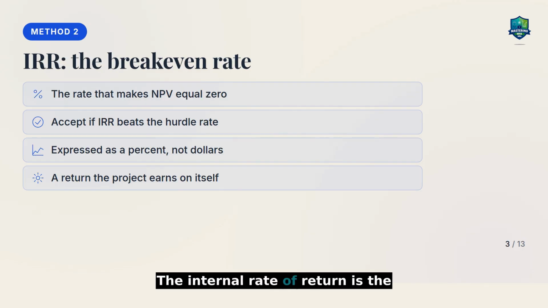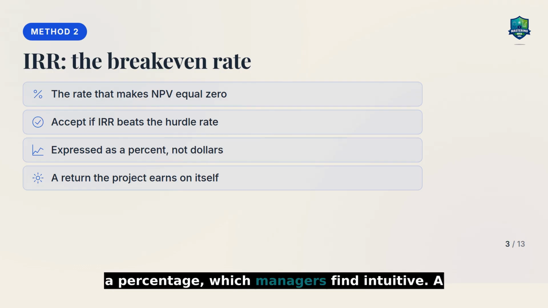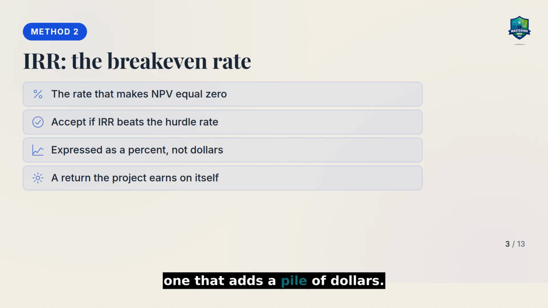The internal rate of return is the discount rate at which a project's net present value equals exactly zero. Think of it as the return the project earns on the money invested in it. The decision rule mirrors NPV. Accept the project if its internal rate of return is greater than the required rate of return. Reject it if it is lower. The appeal is that the answer comes out as a percentage, which managers find intuitive. A project that returns 16% just sounds better than one that adds a pile of dollars.